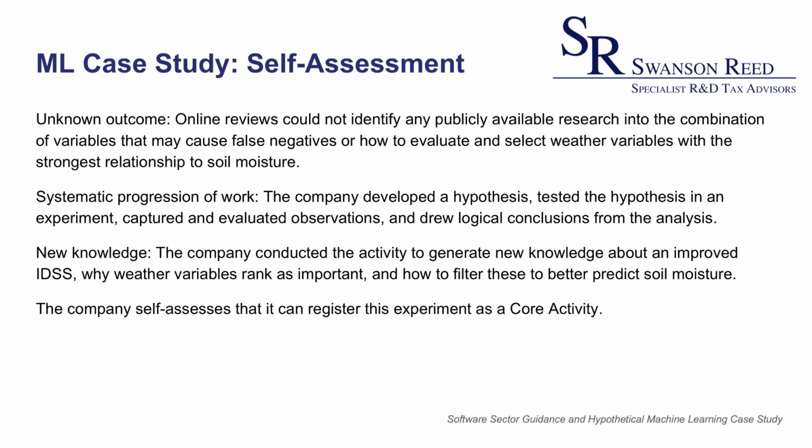Next, the systematic progression of work. Without current knowledge and with no way to determine the outcome from observing how existing decision systems work, the outcome can only be determined from an experiment. The company develops a hypothesis based on using a new variable relevance framework, tested the hypothesis in an experiment, captured and evaluated observations, and drew logical conclusions from the analysis.